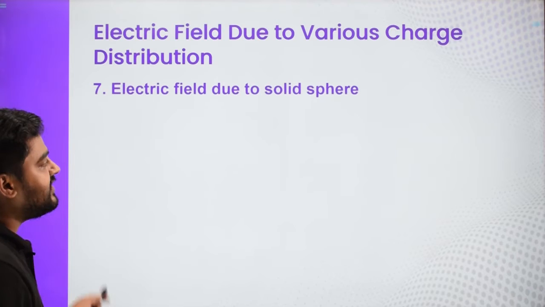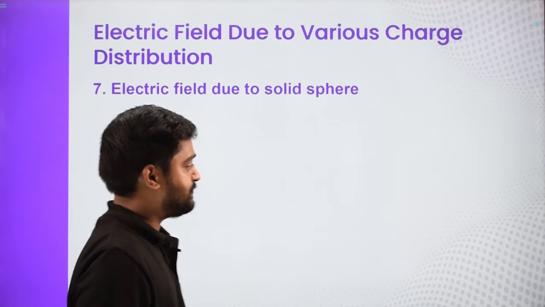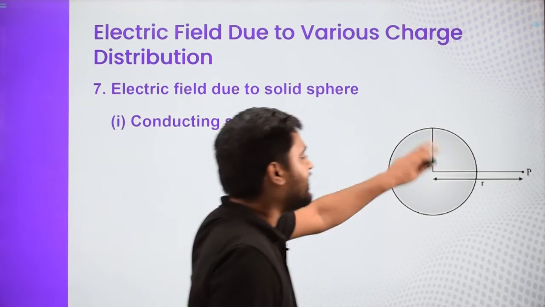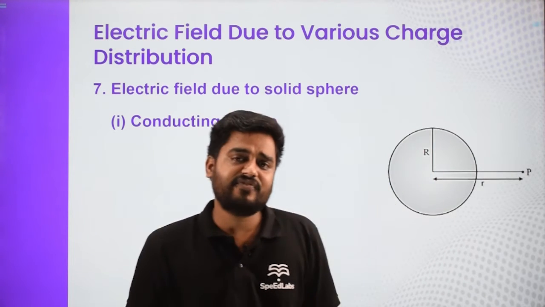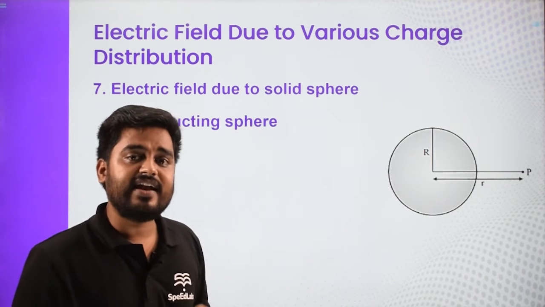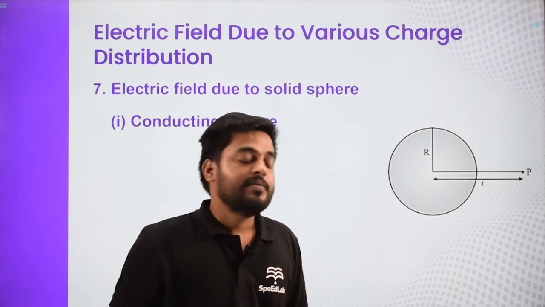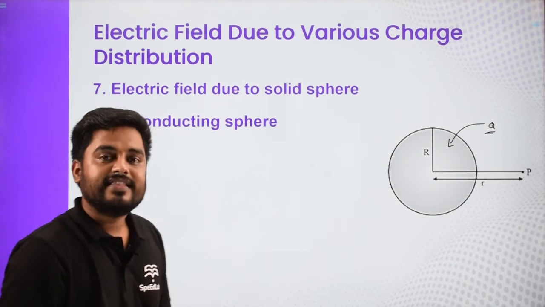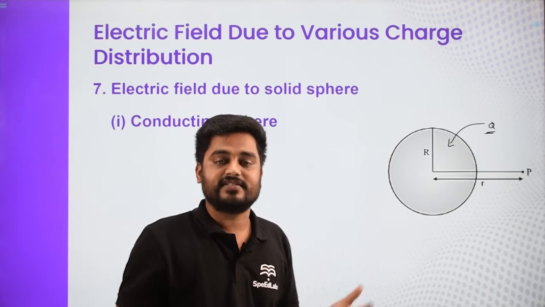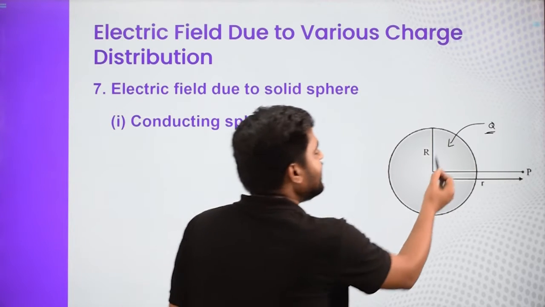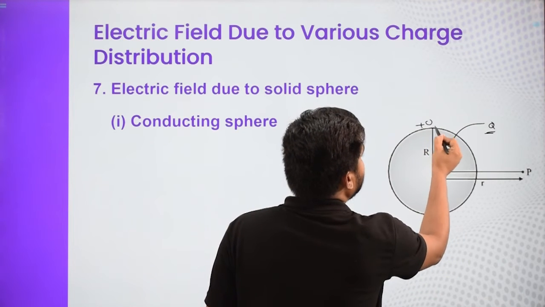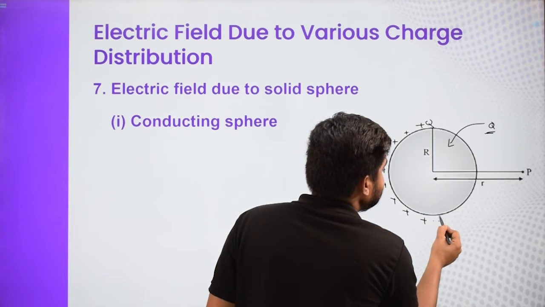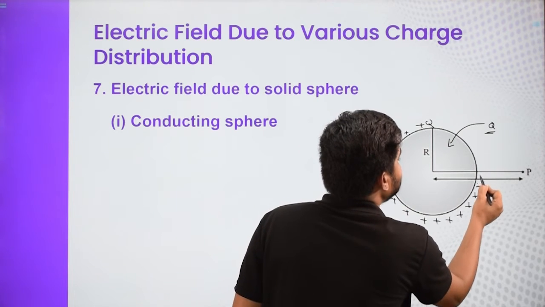Next case is the electric field due to a solid sphere. So we have a solid sphere and that is a conducting solid sphere. Now what is the difference between a conducting solid sphere and a shell? None. Why? Because if you give any charge Q to this conducting sphere, then the entire charge will go and lie over its surface only. So all the charge is just lying at the surface, and hence it will just behave as a spherical shell.